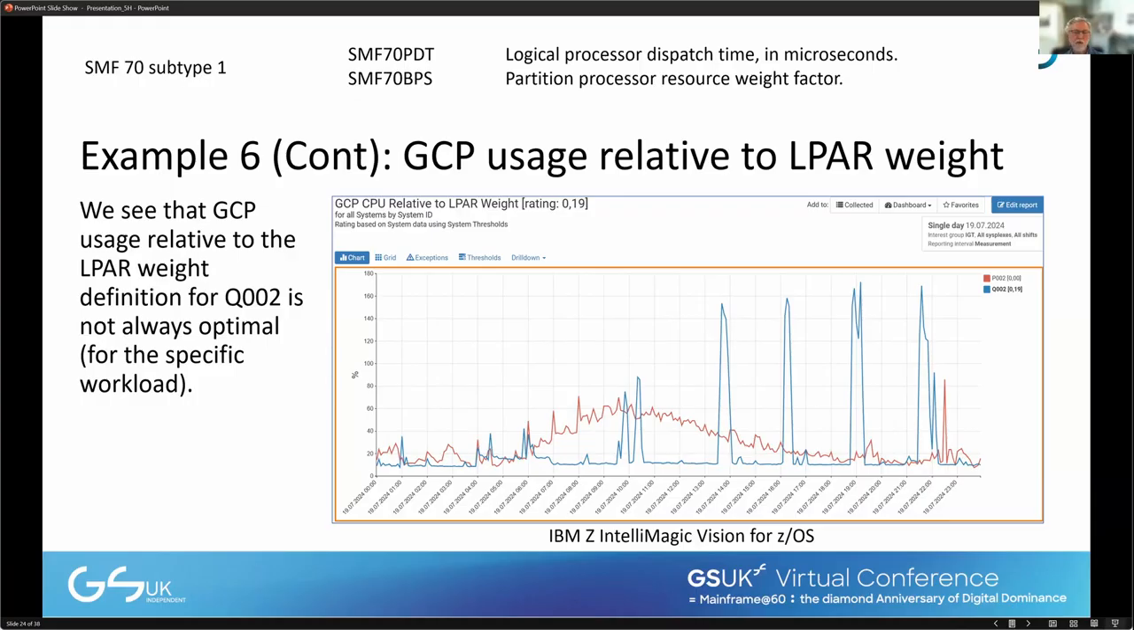This may be what we want. If it's production, we don't want this. If it's continually above the 100% line, we need to look at why it is. So this is a very nice chart to have a look at what our workload is doing. And again, this is based on SMF data, data from RMF.